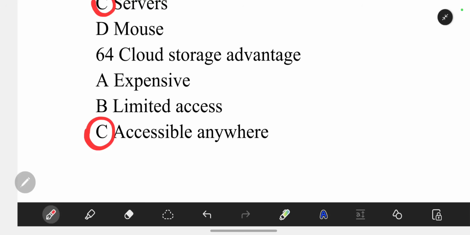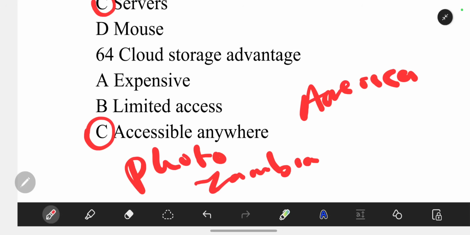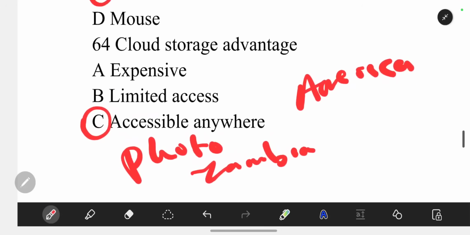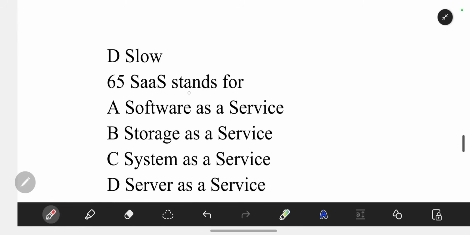You have stored something, let's say you have stored a photo on the cloud. If you want that photo, let's say you left your phone, you are moving from countries such as Zambia, now you are in countries such as America, you can just access that photo using the cloud, so it can be accessed anywhere as long as you upload it.